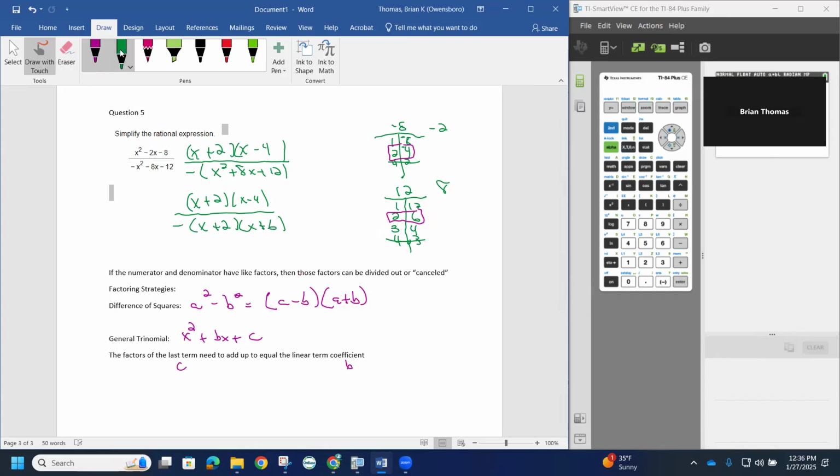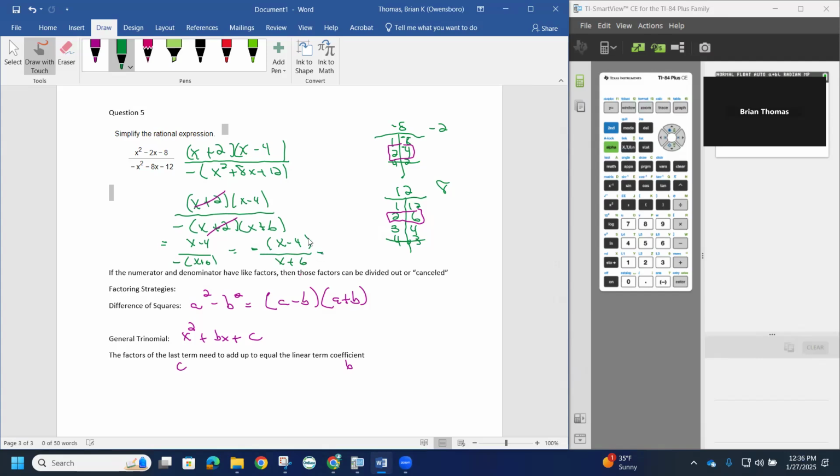So what I pick up on then is, do we have any like factors? We do see that they both have the x plus 2 as a factor. So it looks like what I have left then is this x minus 4 on the top, and then there's a negative still left there, x plus 6. Now, typically, instead of putting the negative on the bottom, we usually just put it out in front. So I have a minus then, and then we have this x minus 4 over this x plus 6.